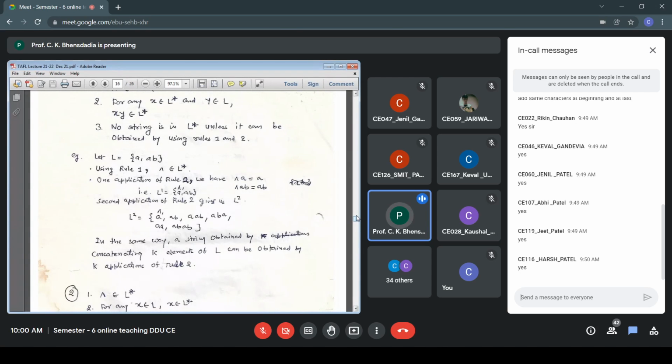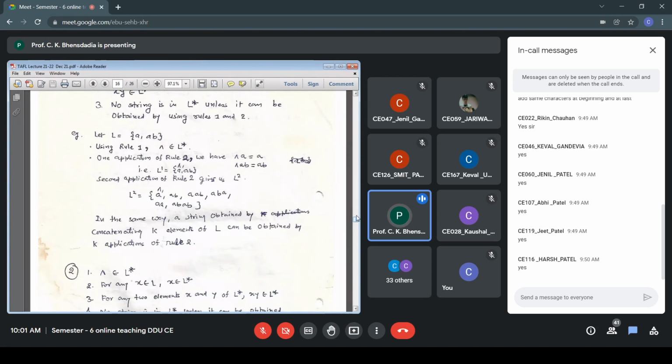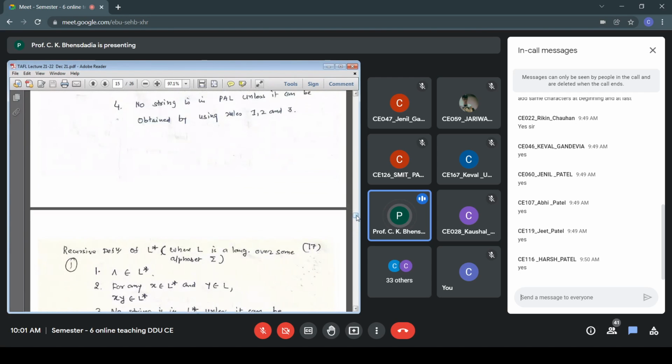Second, we copy the strings that are in L into L star. That we didn't do in the previous version. Here we explicitly copy elements of L into L star. So for any x belonging to L, x belongs to L star. We copy all the elements of L into L star. That is rule number 2. Separately we are copying, and then we concatenate. For any two elements x and y of L star, xy belongs to L star. Same way we do the concatenation, similar to rule number 2 before.